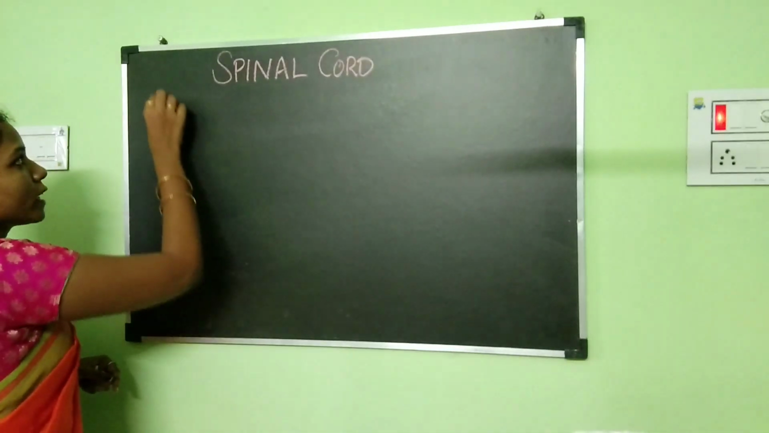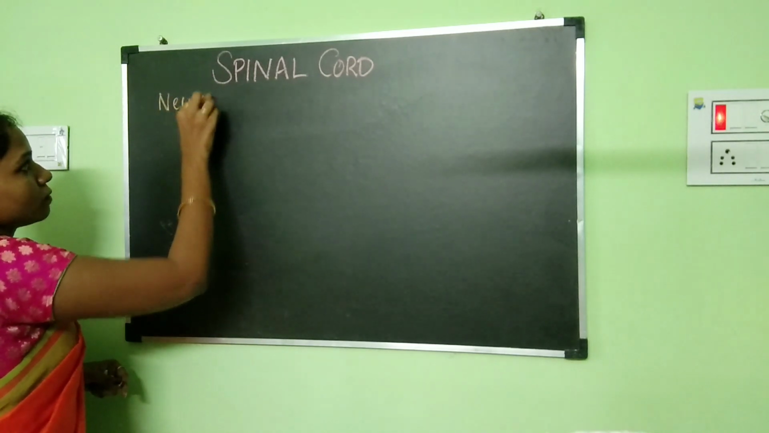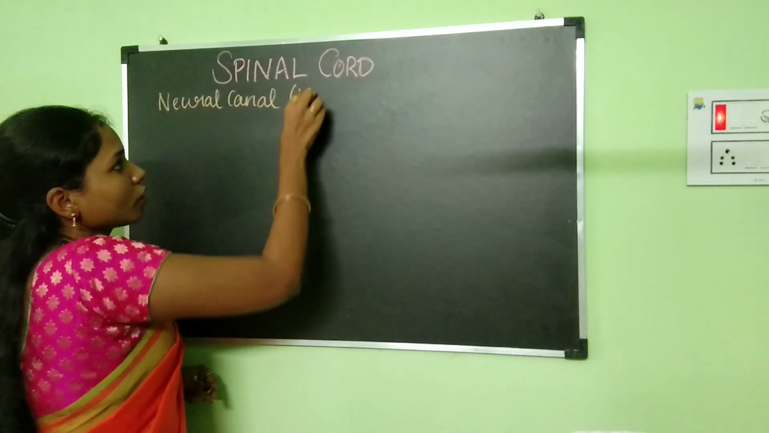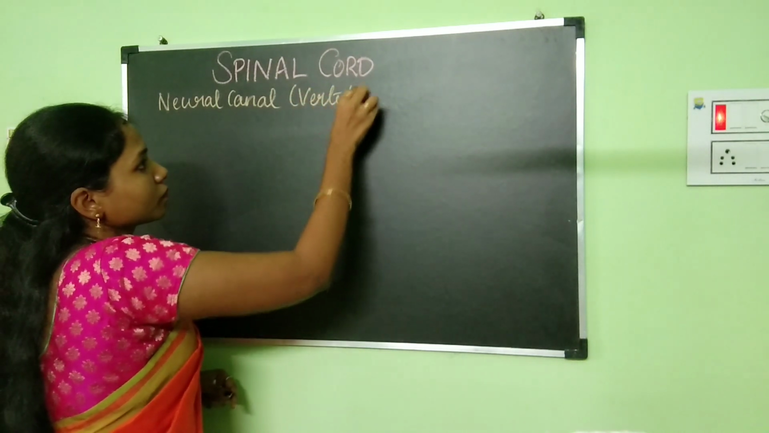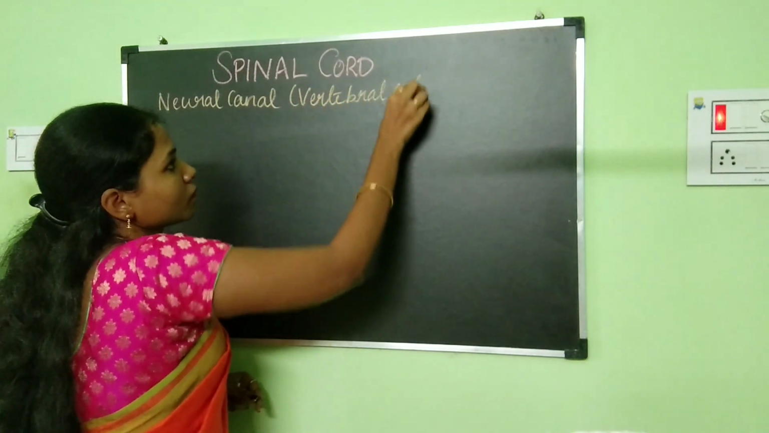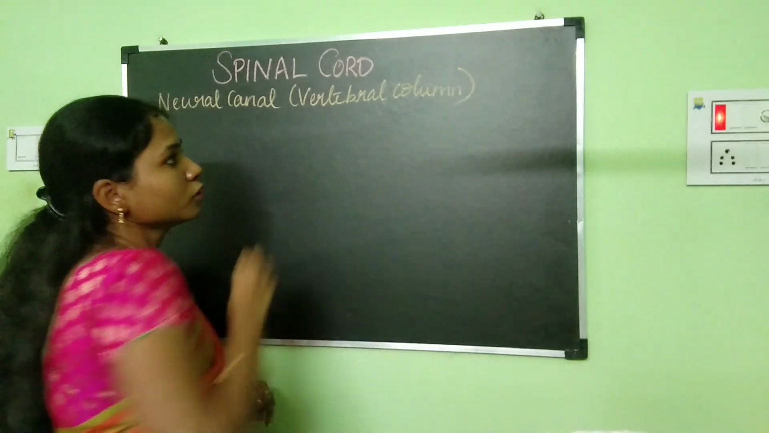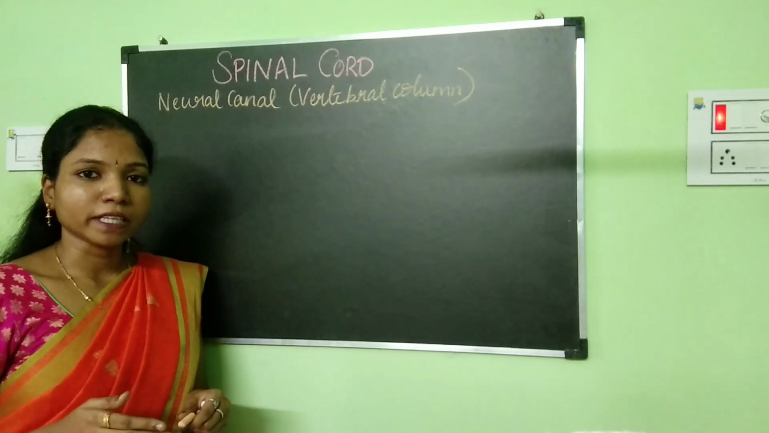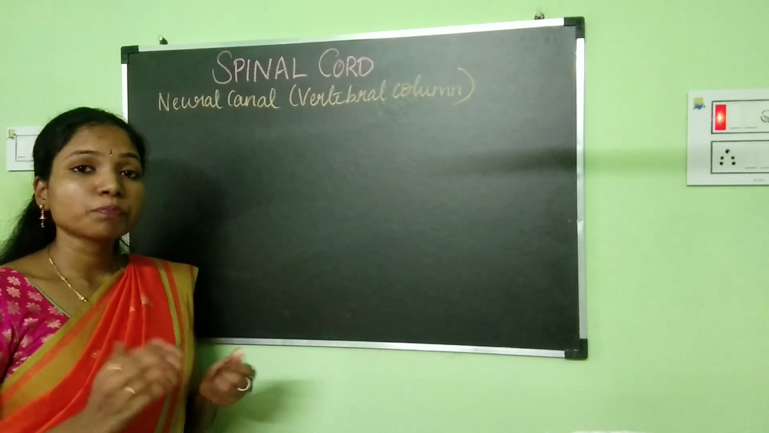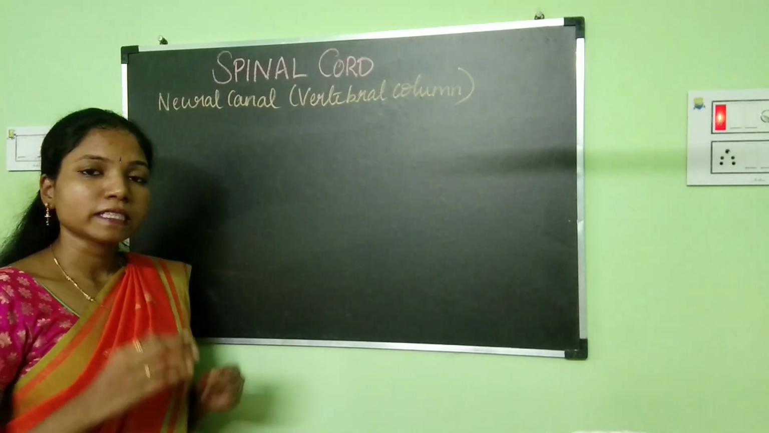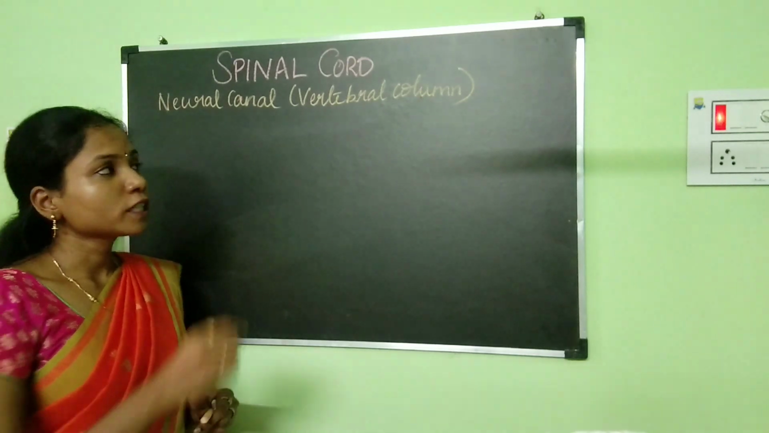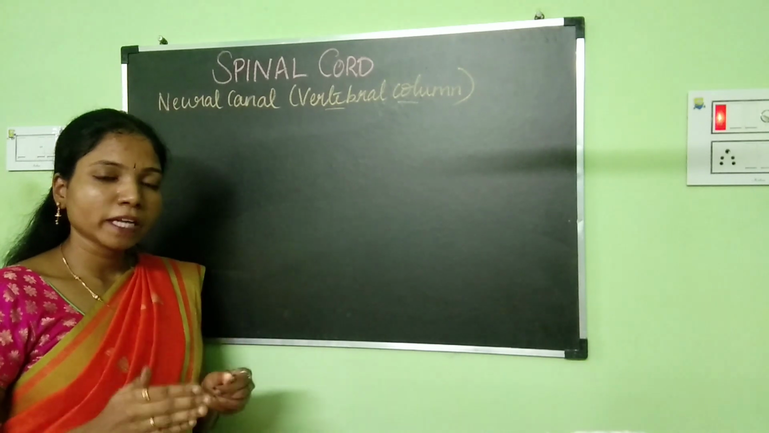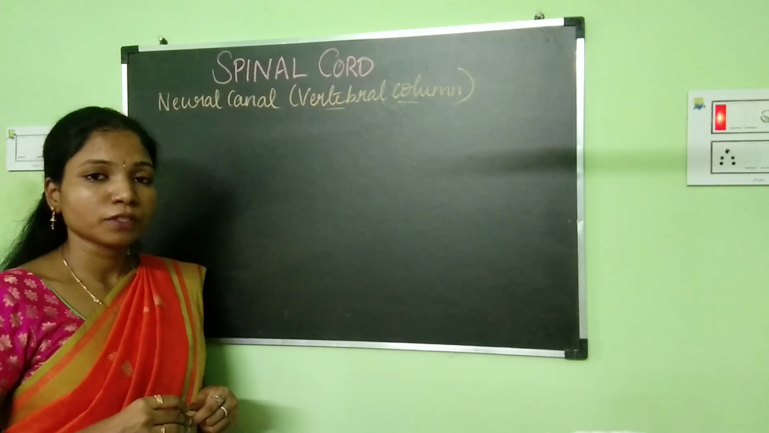The spinal cord is located in the neural canal of the vertebral column. So what is this neural canal? The neural canal is nothing but a cavity. Okay, so what is a cavity? A space. So this neural canal is a space or a cavity which is present in the vertebral column, and in this space only the spinal cord is going to be situated.